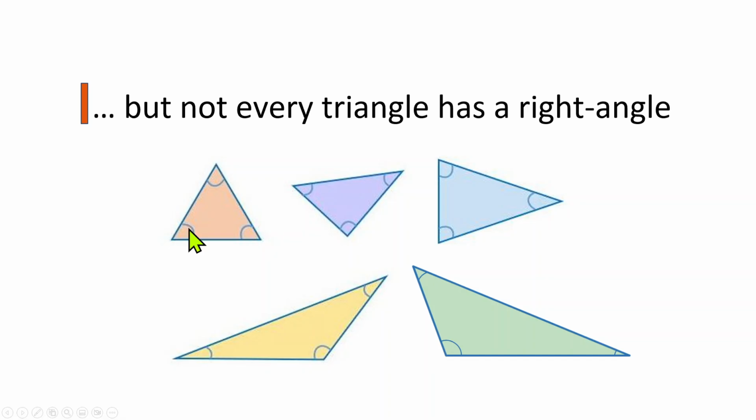However, not every triangle has a right angle. You can see here that these angles are not indicated with that box that tells us 90 degrees. They're just sort of marked, and therefore these are not right-angled triangles.